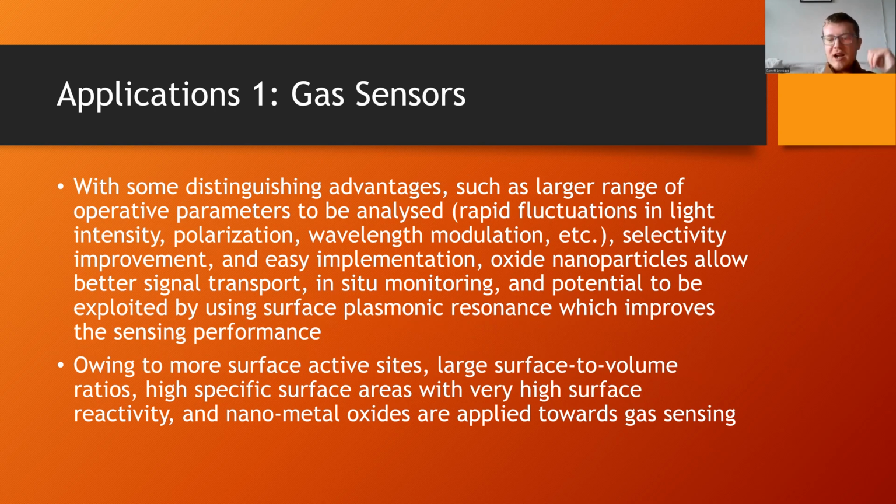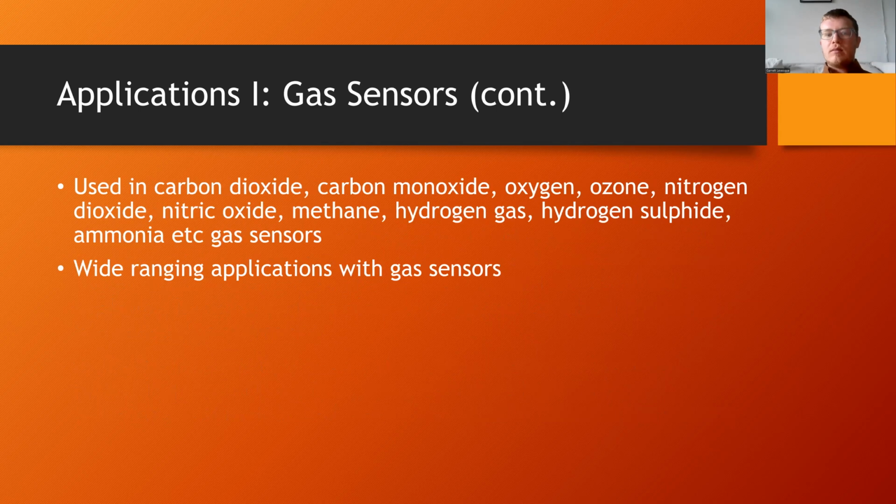Owing to more surface active sites, large surface to volume ratios, high specific surface areas with very high surface reactivity, nanometal oxides are applied towards gas sensing. And in gas sensors, there's a wide range of applications for oxide nanoparticles, and they're used, in addition to many others, in carbon dioxide, carbon monoxide, oxygen, ozone, nitrogen dioxide, nitric oxide, methane, hydrogen gas, hydrogen sulfide, and ammonia gas sensors.